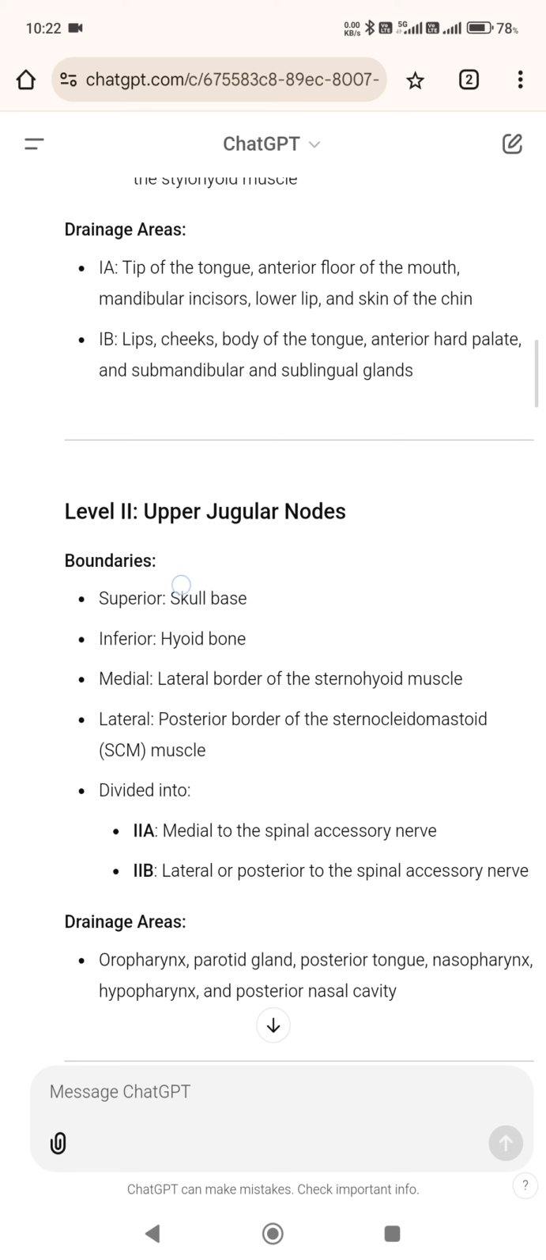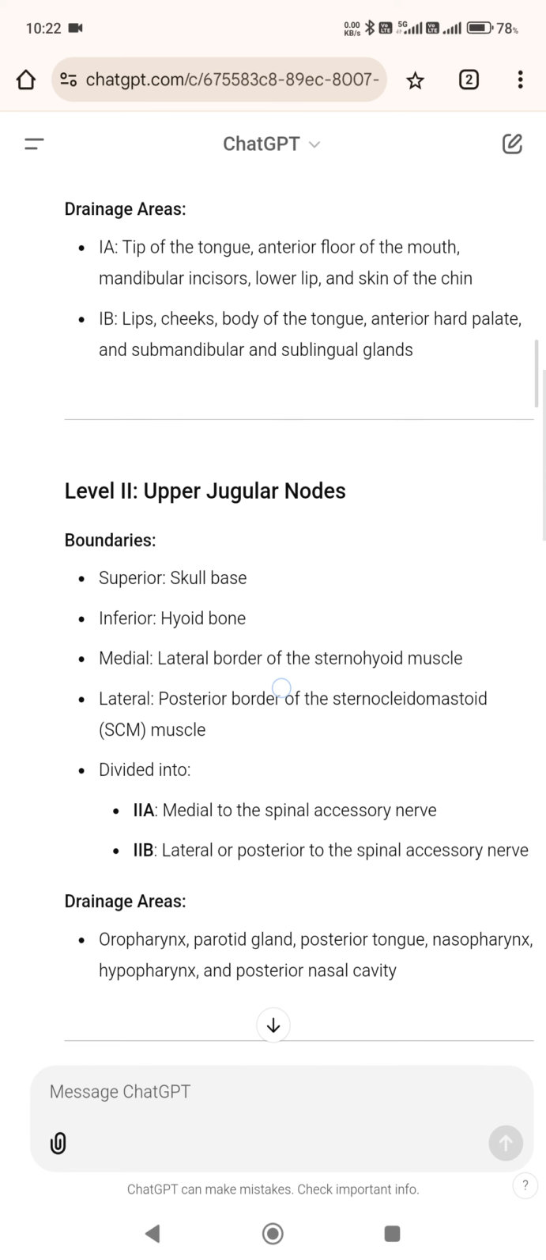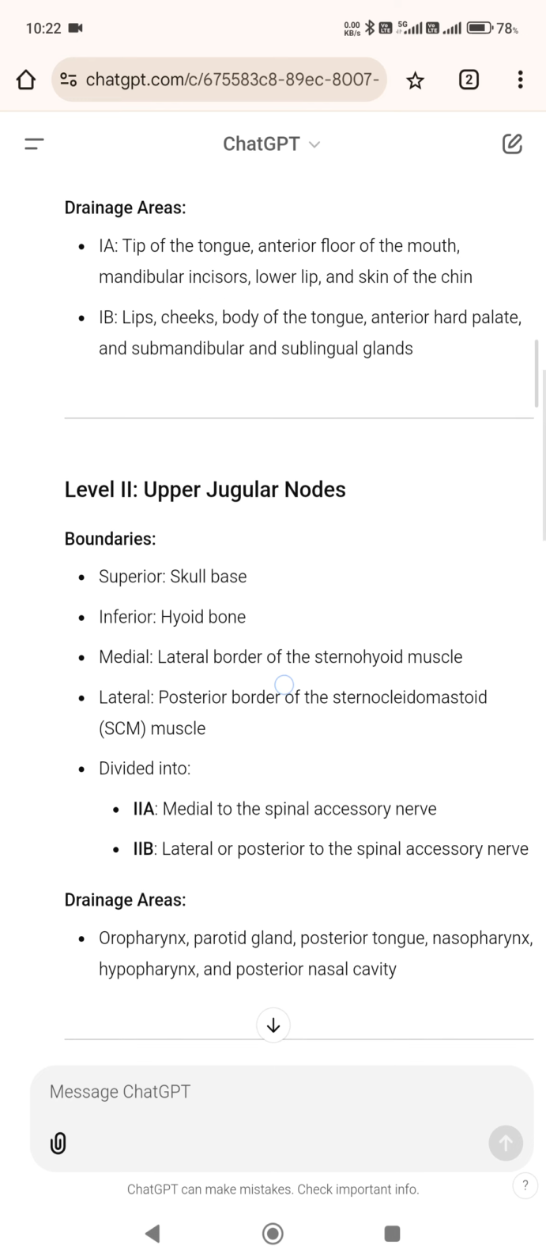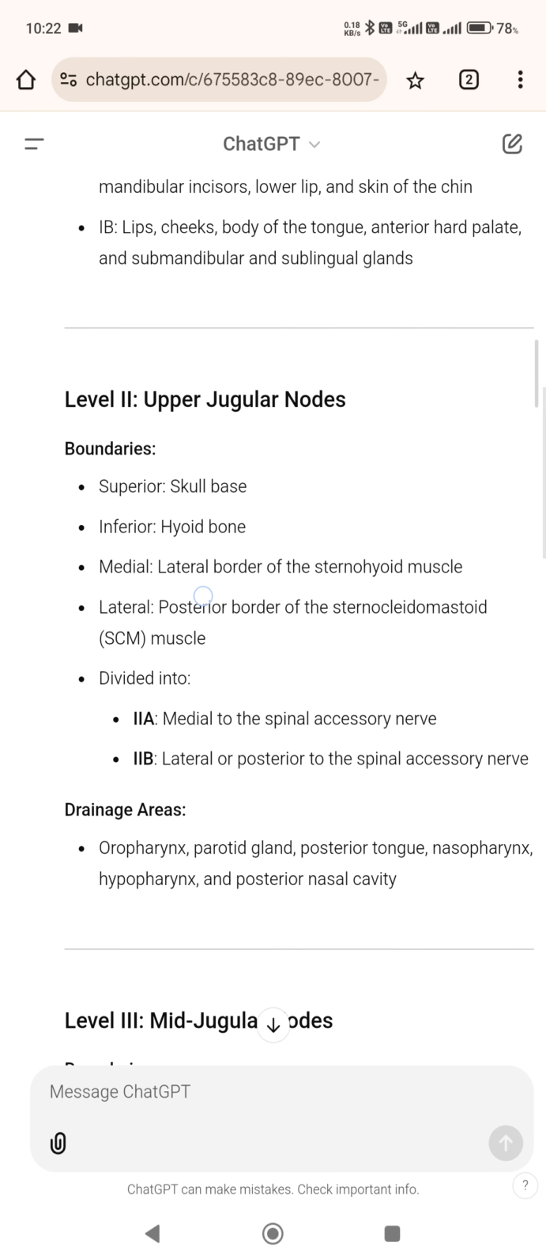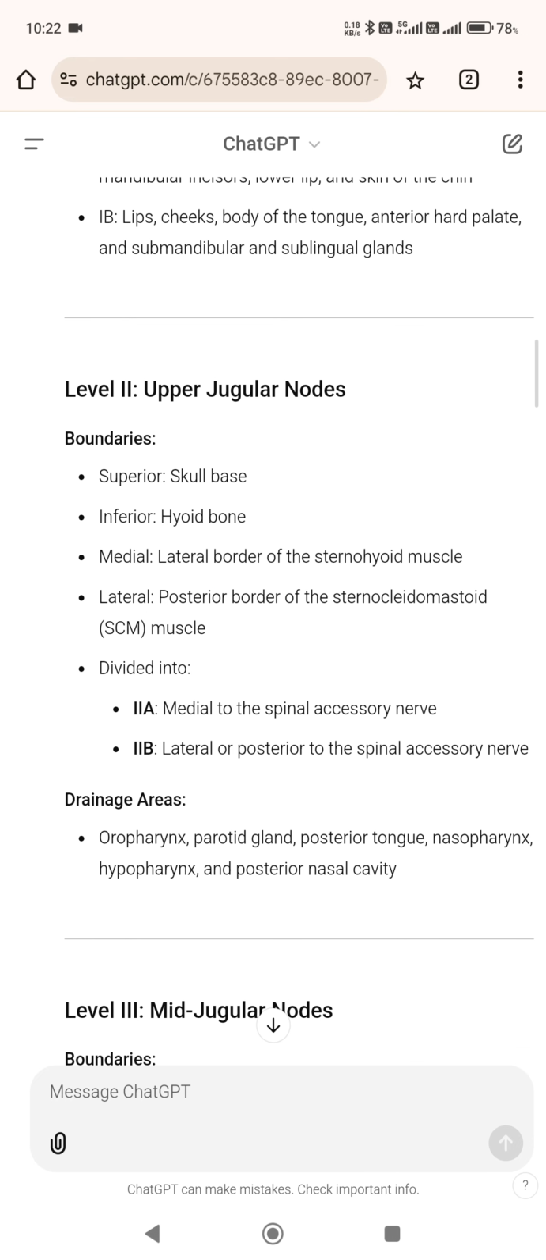Drainage areas. IA: tip of the tongue, anterior floor of the mouth, mandibular incisors, lower lip, and skin of the chin. IB: lips, cheeks, body of the tongue, anterior hard palate, and submandibular and sublingual glands.